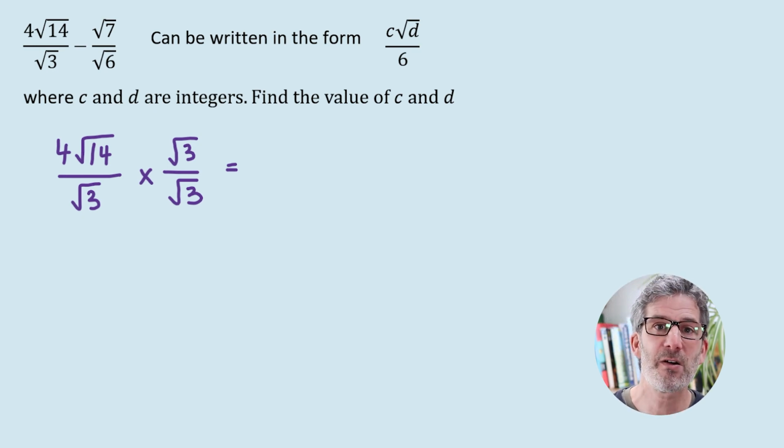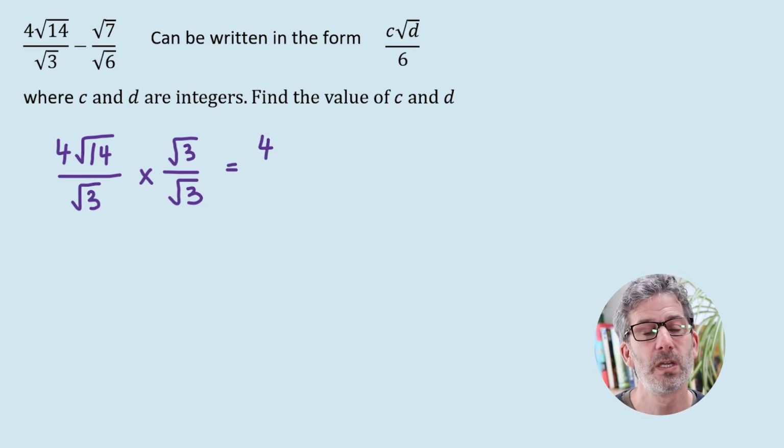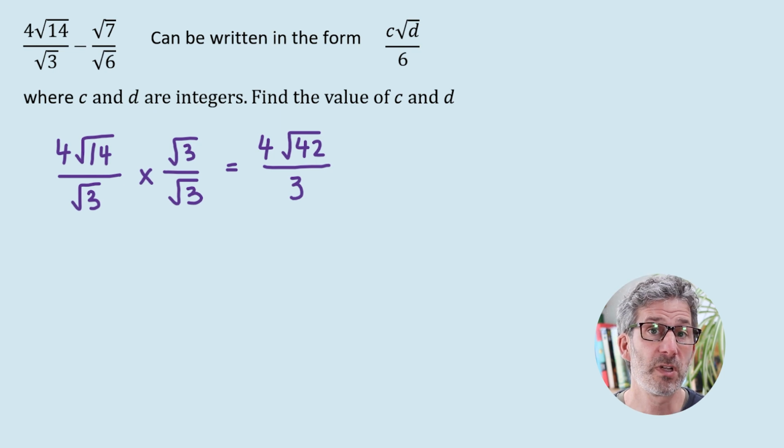Okay, so if we carry out that multiplication, the numerator becomes 4 times root 14 times root 3. And root 14 times root 3 is root 42. So we get 4 root 42. And the denominator is root 3 times root 3, which is 3. So that whole fraction is now 4 root 42 over 3. The denominator is no longer a surd. It's 3, which is a rational number, hence the phrase rationalising the denominator.